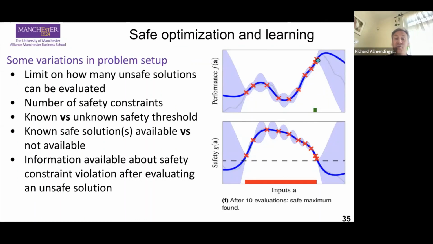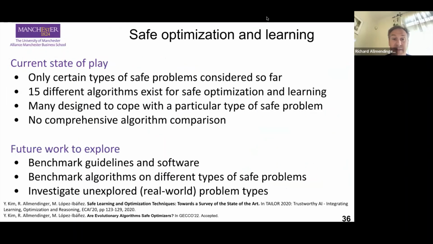Also, what information about safety constraint violation is returned to the optimizer varies as well. Depending on the problem, the optimizer may just know whether you have violated the safety constraint or not. In other problems, the optimizer may actually be given the level of violation that happened. So you actually have a gradient. Okay, current state of play.